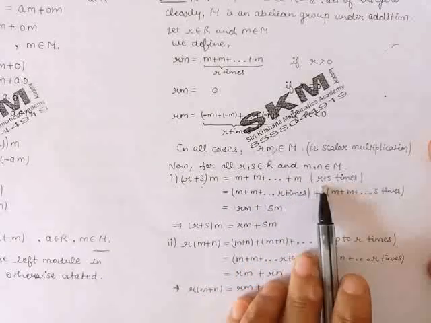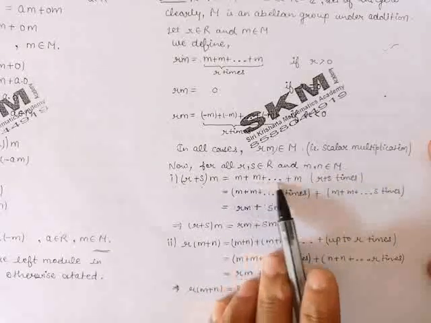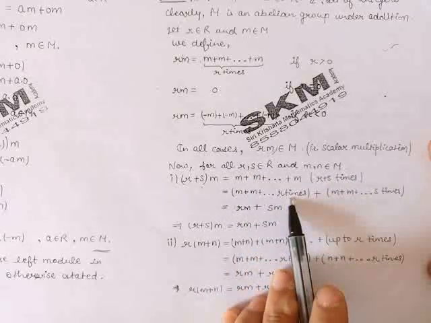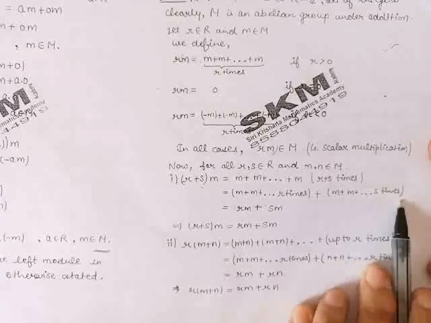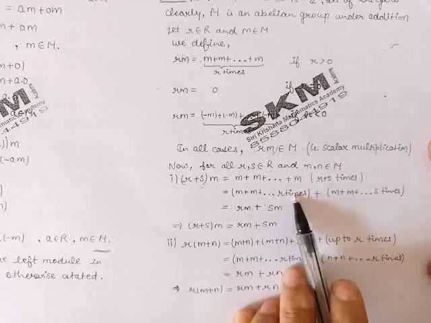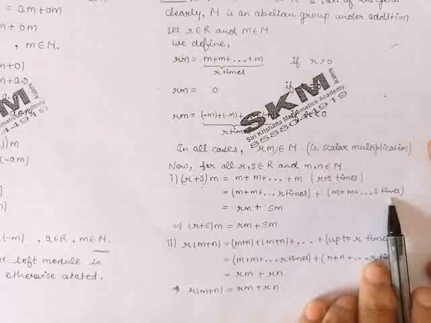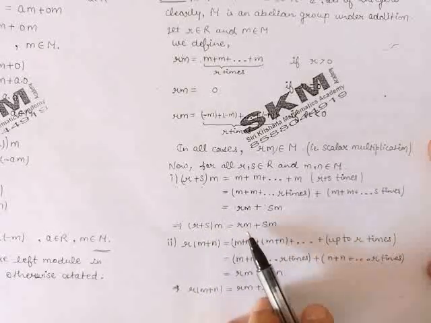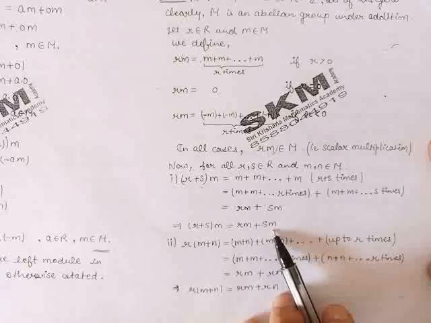This is R plus S times. So this can be written as M added up to R times and M added up to S times. M added R times is Rm, and this is Sm. So (R plus S) into M is equal to Rm plus Sm.